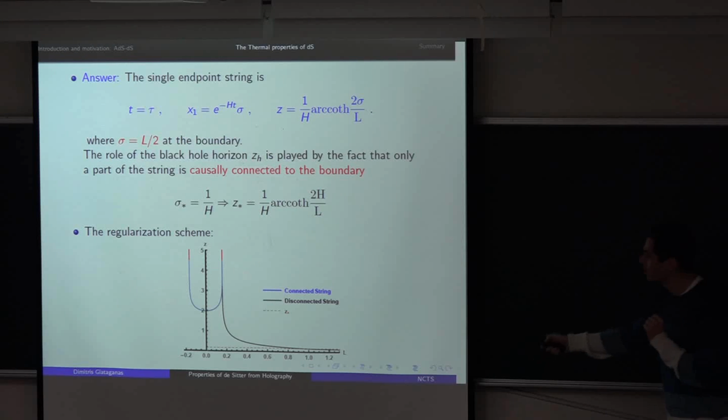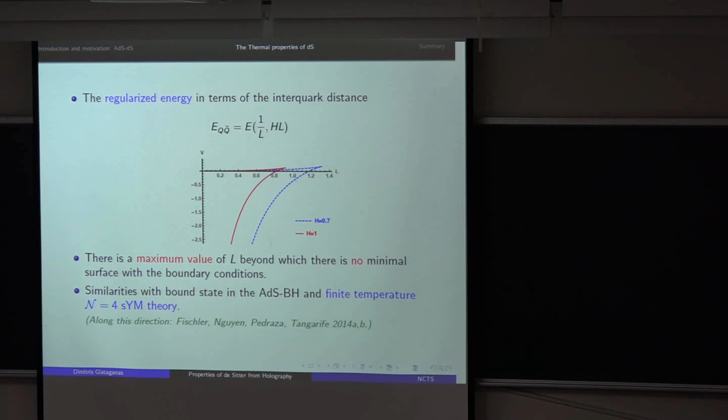So if you want to see the whole solution, this is my minimal surface, the connected string solution. This is the disconnected string solution. And you see that at this point here, basically chosen to be at 1, there is a cutoff, and I stop taking into account the rest of the string. Okay, so this is my slide before I finish.